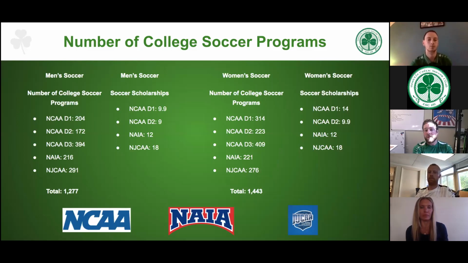On the side, I have the soccer scholarships that are awarded at each level. You can see like a 9.9, that is basically just that program is allowed to offer 9.9 scholarships, and they can divvy that up whatever way they like, whether it is 9 whole scholarships and a 0.9 scholarship to people, or whether they would even it out over a whole roster and just divide it by 9.9. It's completely up to them.